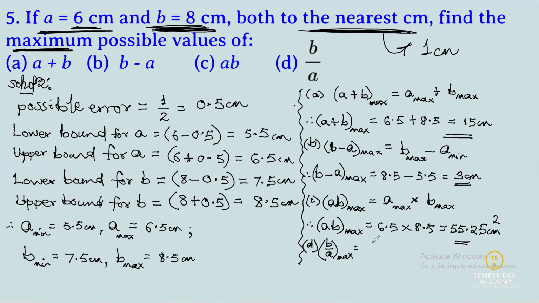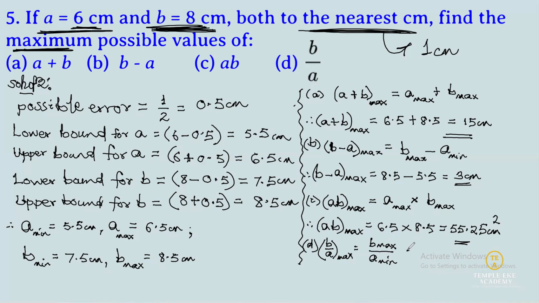The maximum value will occur when we take the maximum value of B and divide actually by the minimum value of A. Yes, the smaller A gets, the bigger the result of the division. So it has got to be the minimum value.